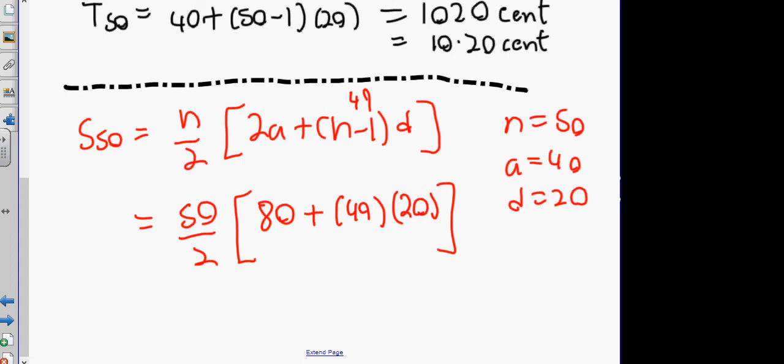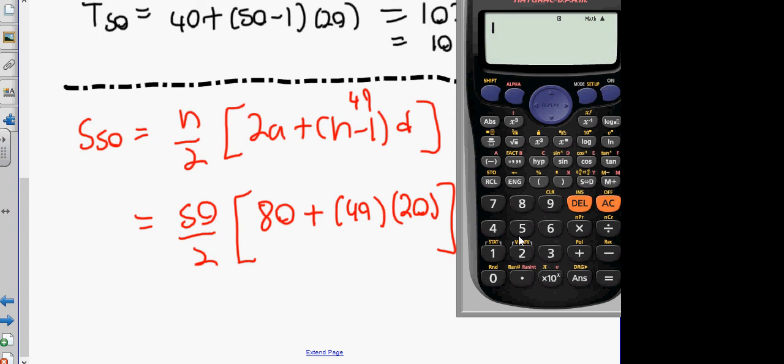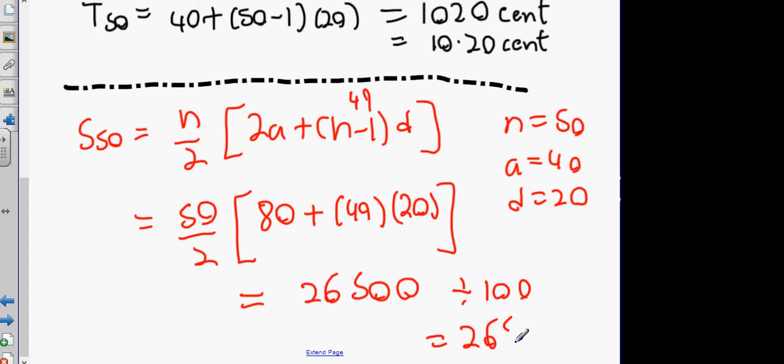So once again, no need to do any extended work there. We can just use the calculator straight out. So 50 divided by 2, bracket 80 plus bracket 49 multiplied by 20, then close the bracket, and you'll find they will save 26,500 cents. To change that to euro, you divide by 100, and what you'll get is they save 265 euro. Oh, jeez. Okay?